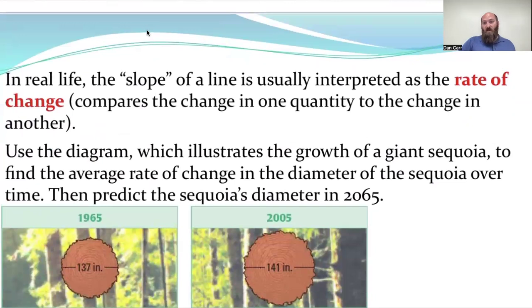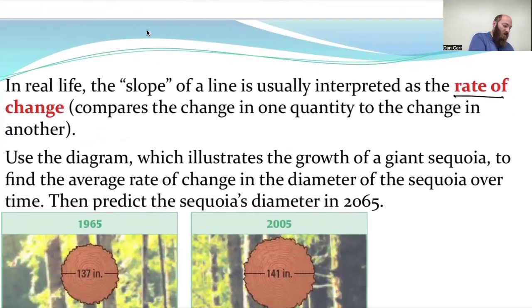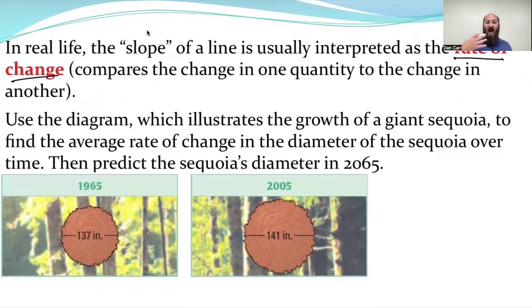In real life, slope is, again, I used this one earlier, a rate of change, which compares the change in one quantity to the change in another. So with slope, that is a constant rate of change. It's the same rate of change the whole time. So if we look at this diagram, we can use this as what's called an average rate of change to describe the growth of the giant sequoia.